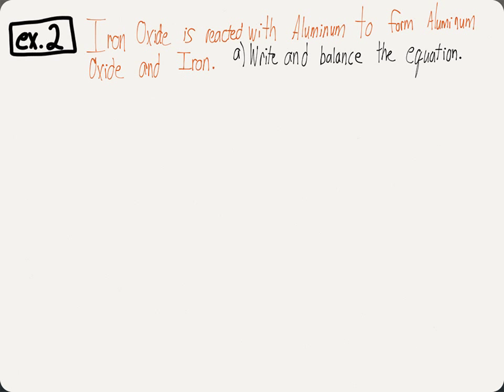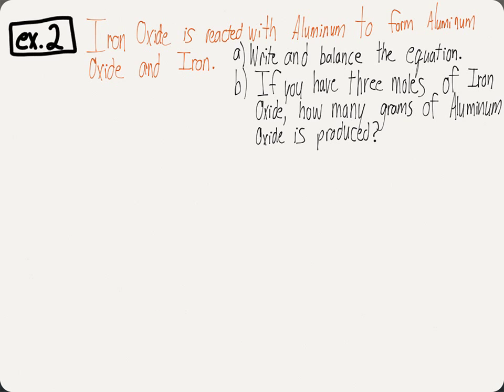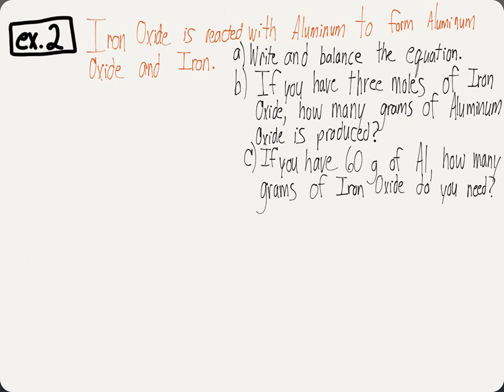Example 1 was fairly easy because we got to skip a couple of steps, but here we're going to have example 2, which is going to get a little tougher. Iron oxide reacted with aluminum to form aluminum oxide and iron. A. Write and balance the equation. B. If you have 3 moles of iron oxide, how many grams of aluminum is produced? And C. If you have 60 grams of aluminum, how many grams of iron oxide do you need?